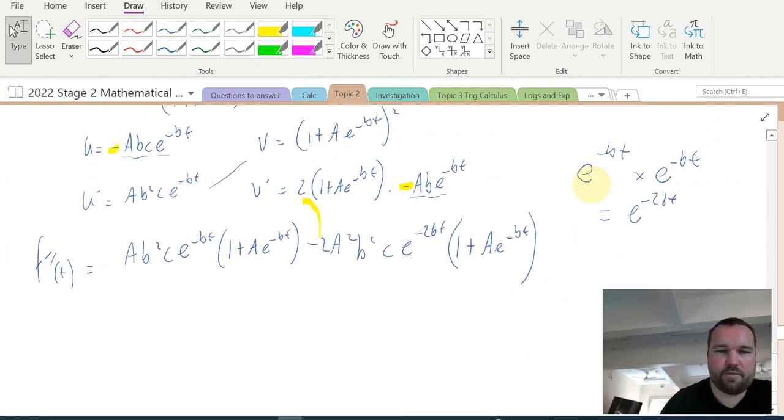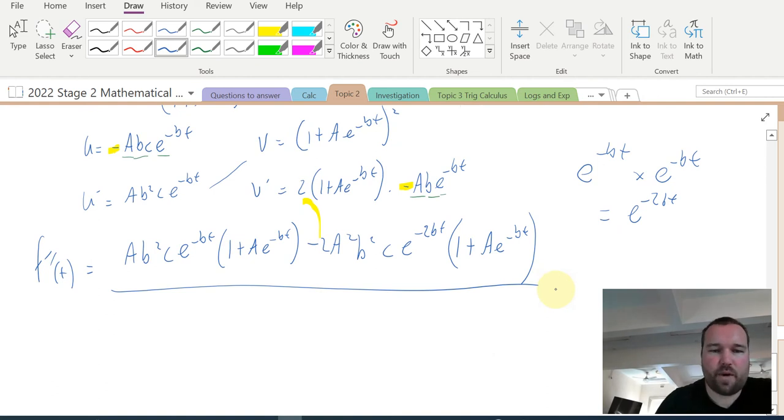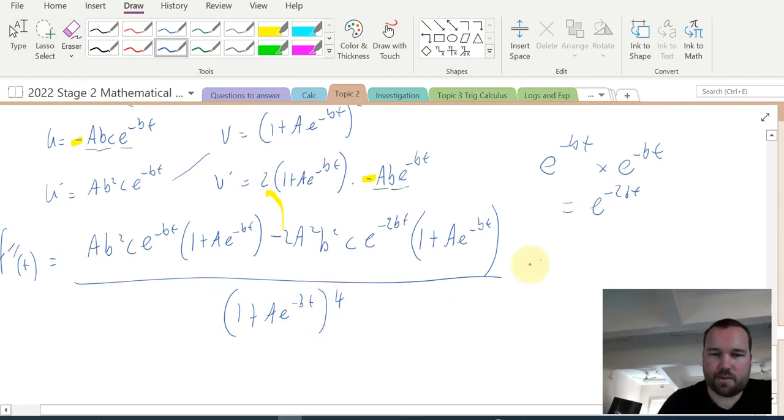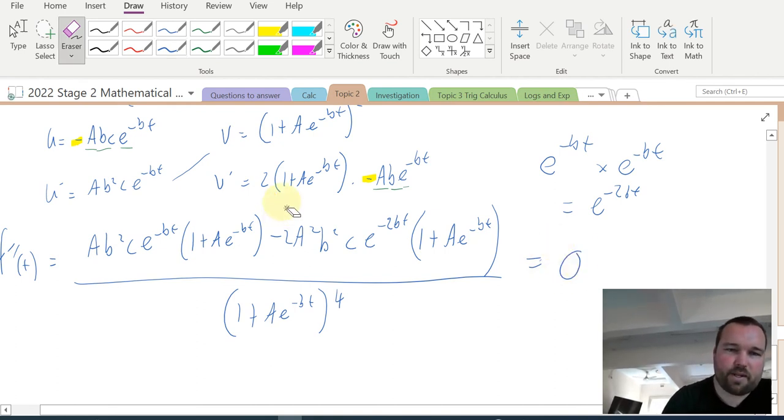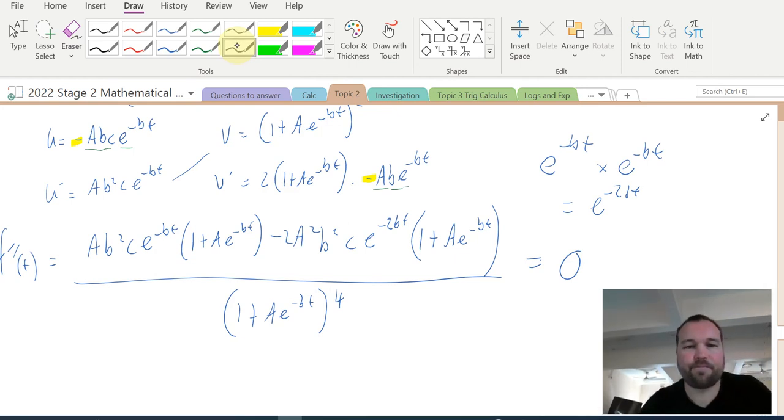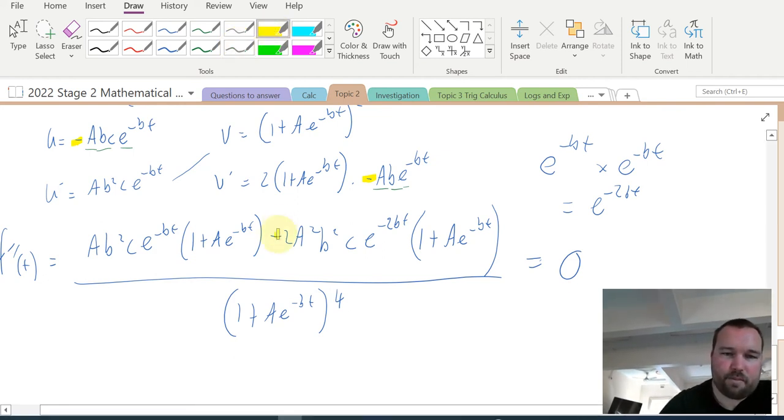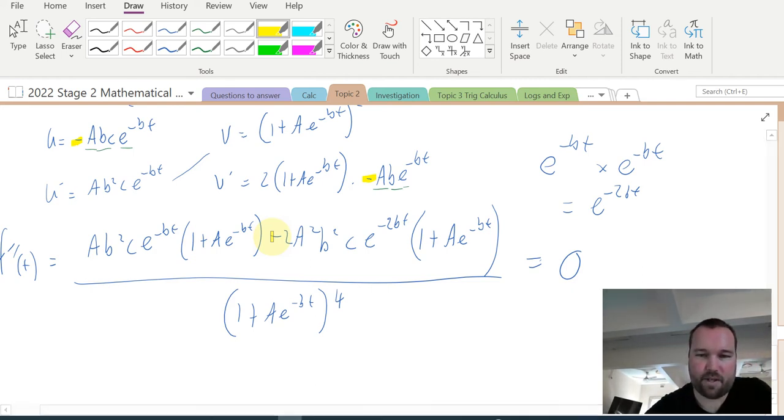Oh, that's a mess and a half, over b squared. So then it just becomes 1 plus ae to the minus bt to the power of 4, because it was a power of 2. And we want all this to equal 0. So really what we're looking for is this top line here to equal 0. Now, the top line is 2 terms, separated by that minus sign. And if we want them to equal 0, an excellent place to start is factorizing.